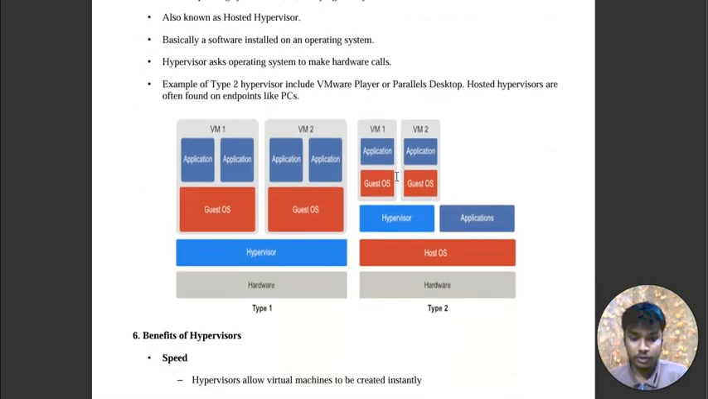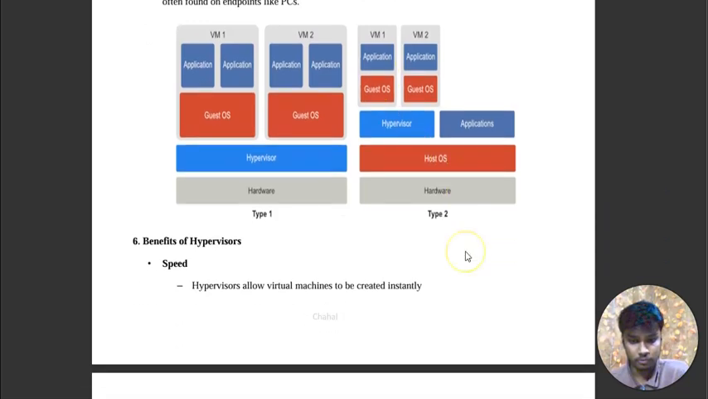Now we can see both the types in the diagram, where type 1 contains VM1 and VM2, each of which also contains an application and guest OS, along with the hypervisor and hardware. So this is the complete diagram for type 1, and this one is for type 2. It also contains VM1 and VM2, that is VMware 1 and VMware 2. Also it contains guest operating system, applications, hypervisor and host operating system.